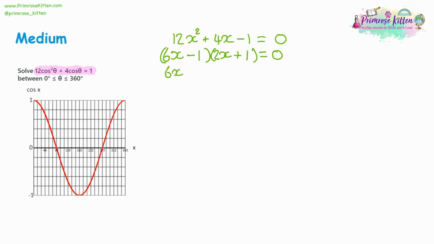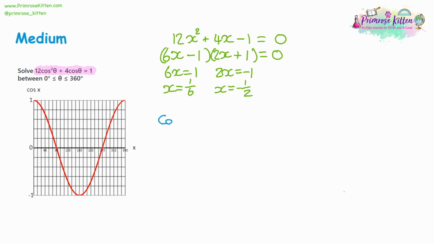So 6x would have to be equal to 1 because then 1 take away 1 is 0. You multiply by 0, you get 0. Or the 2x would have to be equal to negative 1 to get 0. That means that x is going to be equal to a sixth, or x is going to be equal to a negative half if you solve those equations. So now we've solved it, we're going to put the cos back in.